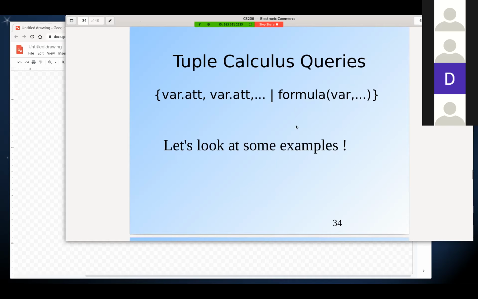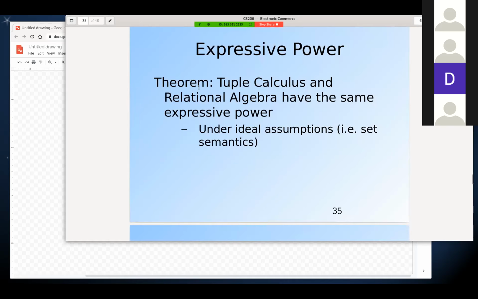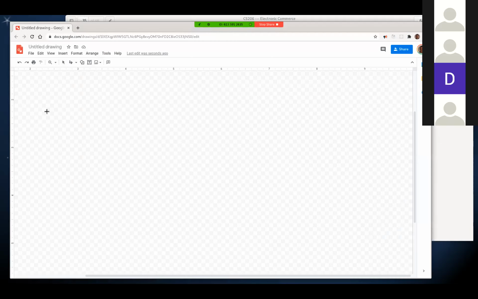So there's a theorem that says the expressive power of tuple calculus and relational algebra are the same. I'll get to that at the very end. So how much time do we have here? Good, we have some time to do this. Let's just do some of these by example. I want to get the companies in Sweden. So here's the tuple calculus expression to give me the companies in Sweden.